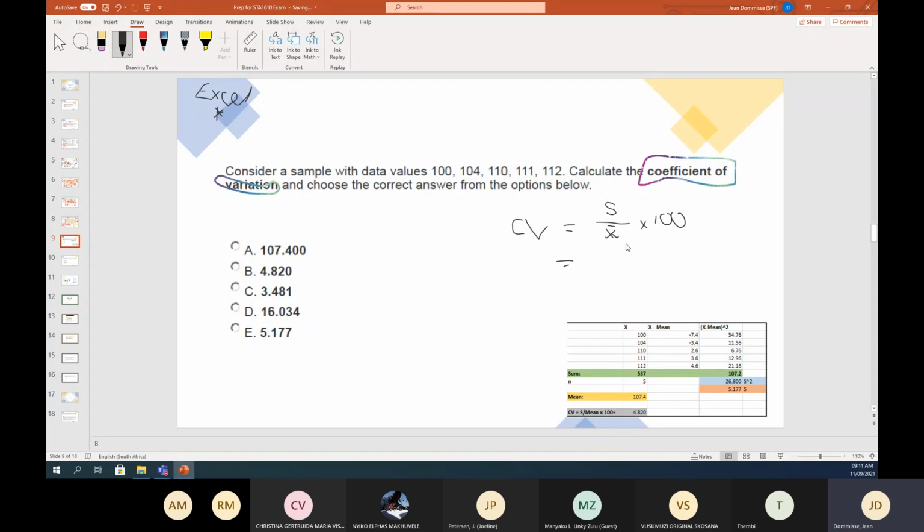So the mean is easy to calculate. It is basically looking at the VAT values, you add all of them together, and you divide by n. So that is your mean calculation, your sum of x divided by n. Okay, and that will give you the 107.4.